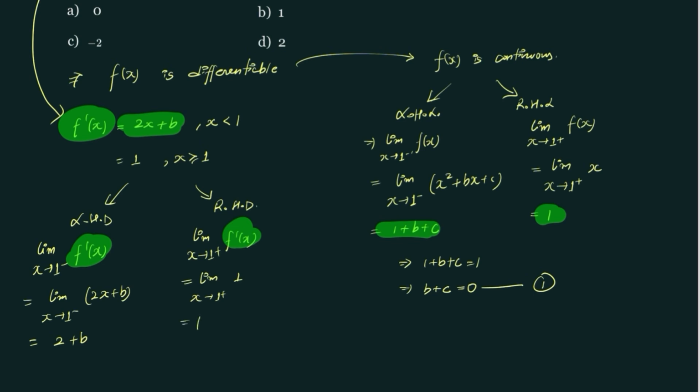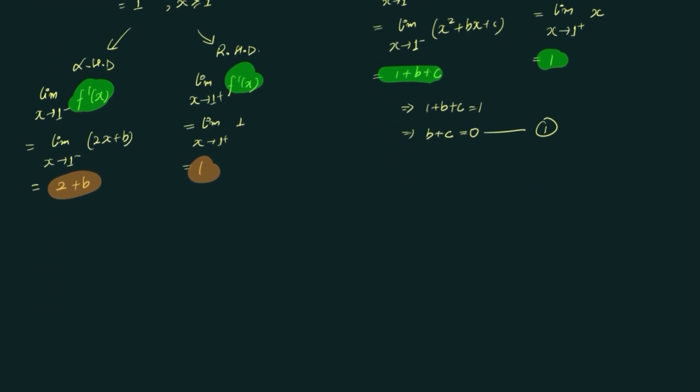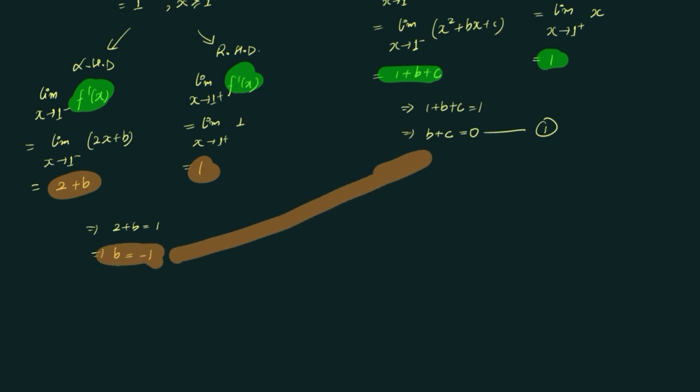Since they are equal, that means 1 and 2 plus b should be equal. So let us equate them. Then I will get 2 plus b equals to 1. From here I will get the value of b as minus 1. Now let us put this value here. Then it will be minus 1 plus c equals to 0, and I'll get the value of c as plus 1.